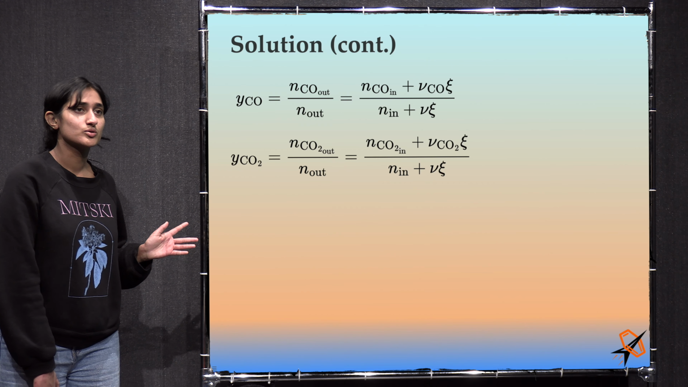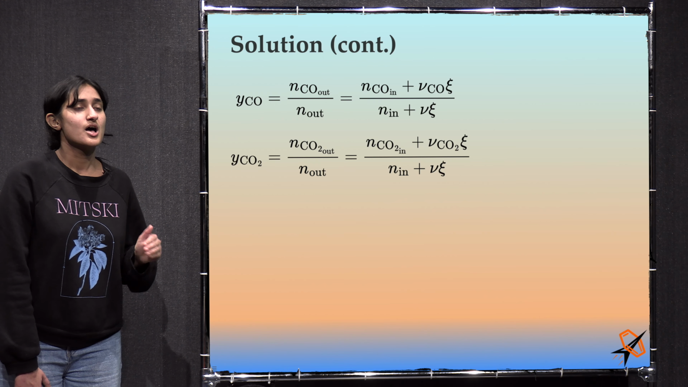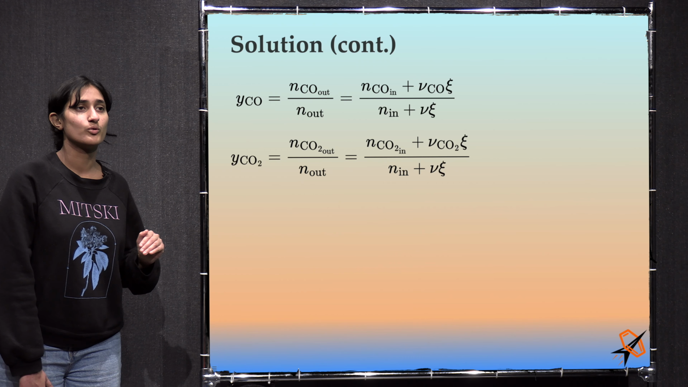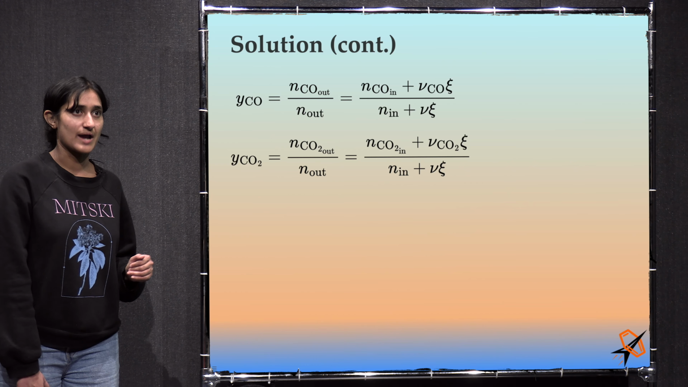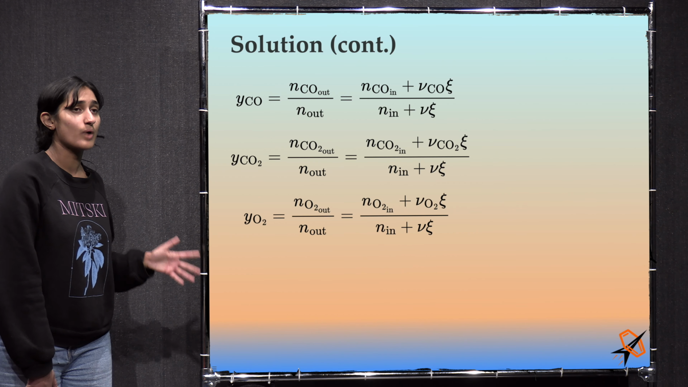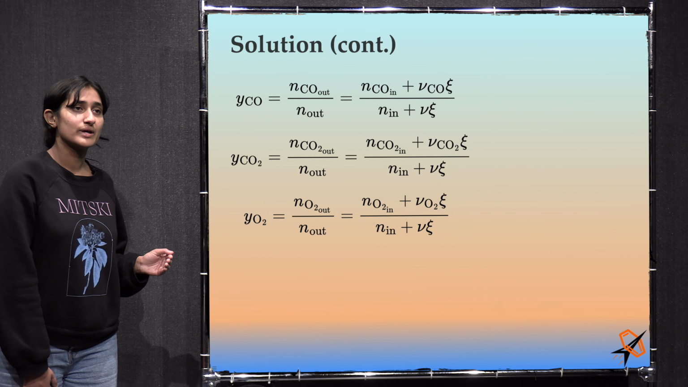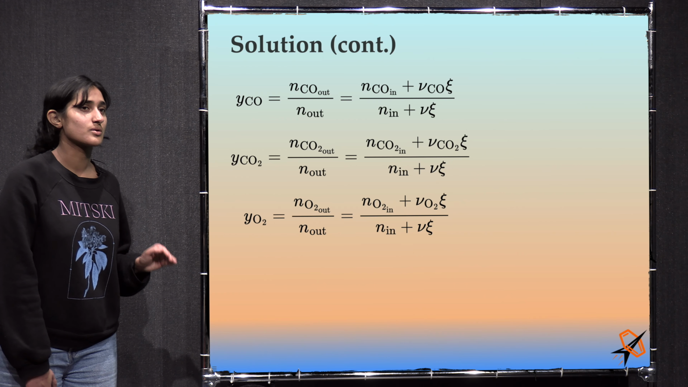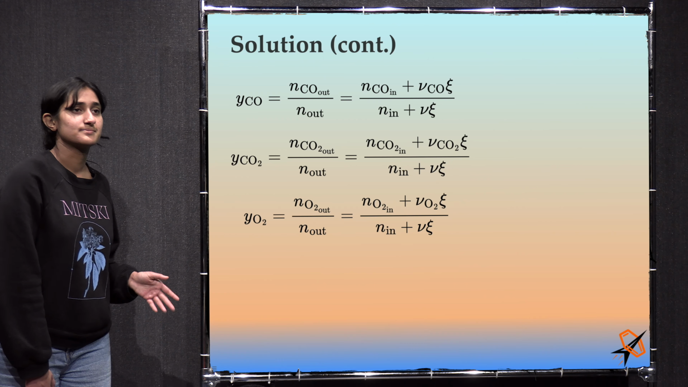Likewise, for yCO2, we have nCO2 out over n out, which is equal to nCO2 in plus the stoichiometric coefficient times the extent of reaction, divided by the total number of moles in plus the overall stoichiometric coefficient times the extent of reaction. Likewise, for yO2, we have nO2 out over n out, which is equal to nO2 in plus the stoichiometric coefficient times the extent of reaction, divided by the total number of moles in plus the overall stoichiometric coefficient times the extent of reaction.